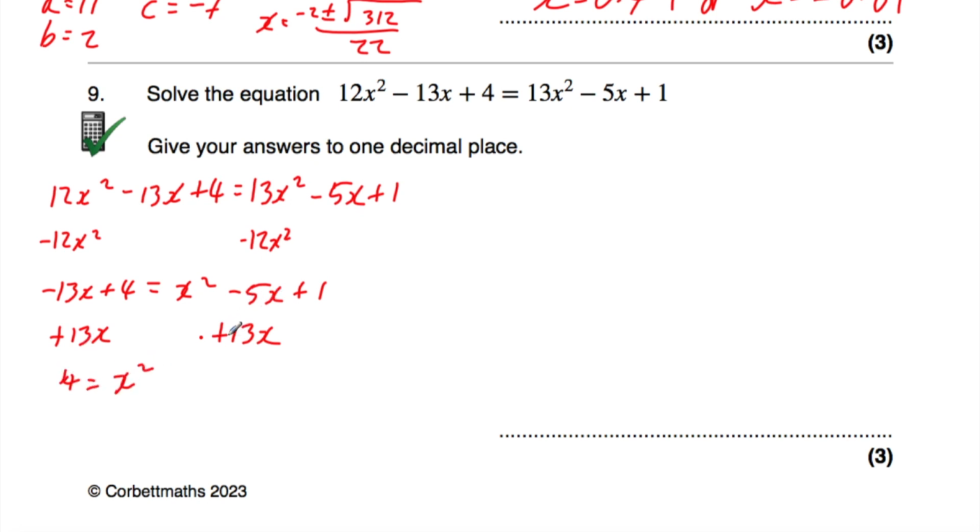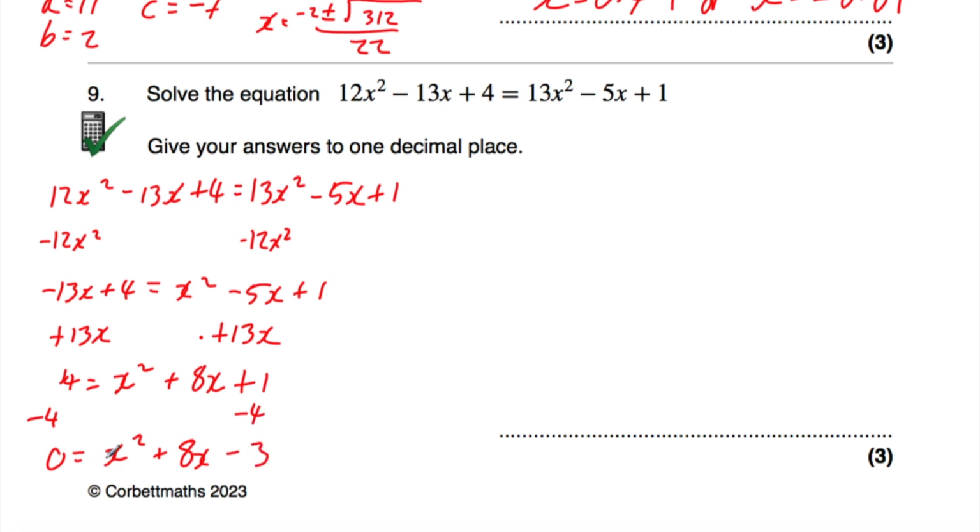We had minus 5x plus 13x. Now minus 5 plus 13 is 8, so it's going to be plus 8x, and then we've still got our plus 1. Now we want the left hand side to be equal to 0, so let's take 4 away from both sides, so take away 4 and take away 4. So our left hand side would just be left with 0, and on our right hand side we're going to have x squared plus 8x, and we had 1 take away 4, that's going to be minus 3.